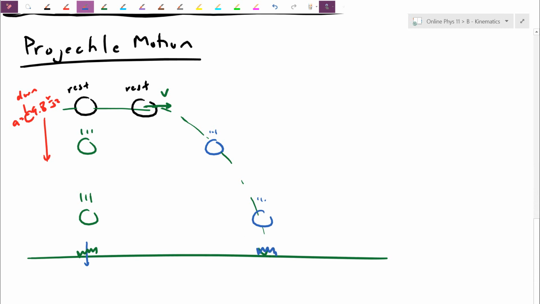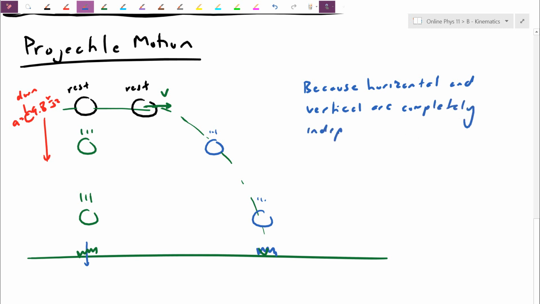And then we say, well, how could this be? Right? This one here is actually traveling in 2 dimensions. You can actually do this experiment for yourself, try it at home. Because horizontal and vertical are completely independent.